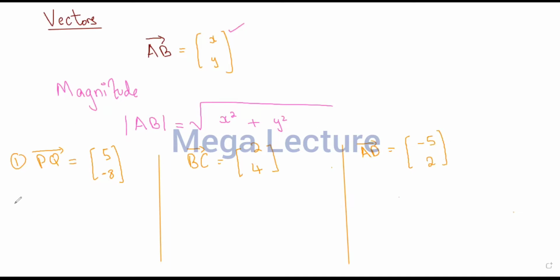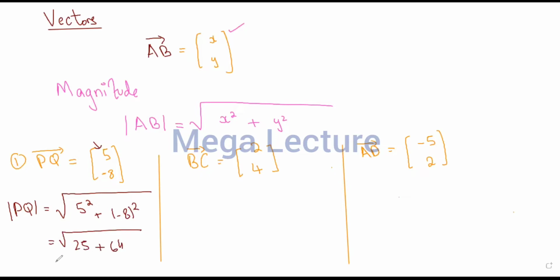So we know how to find the magnitude. This is how we write it down. PQ with 2 straight lines. We do under the root square of the first number plus square of the second number. So this would be under the root 25 plus 64. And what is going to be the answer? Can anyone tell me? It would be under the root 89.